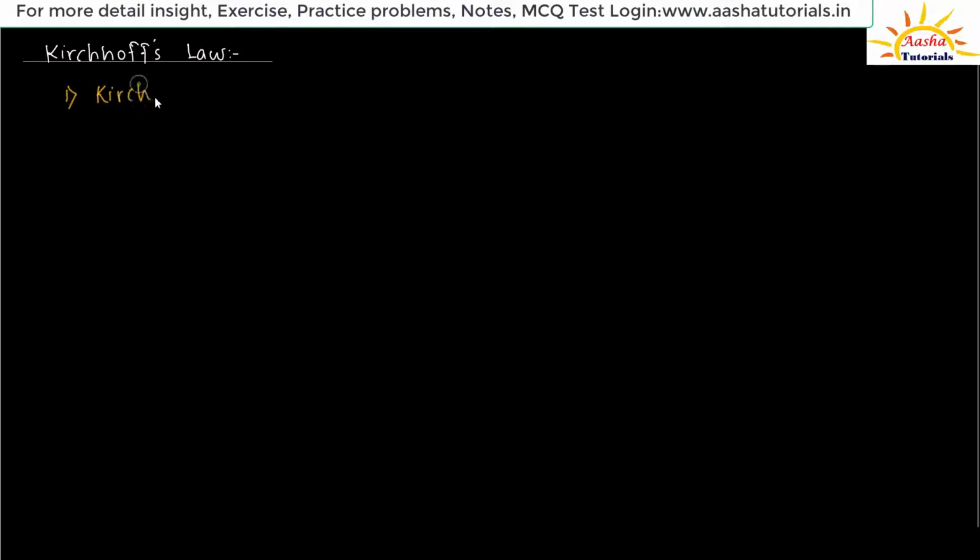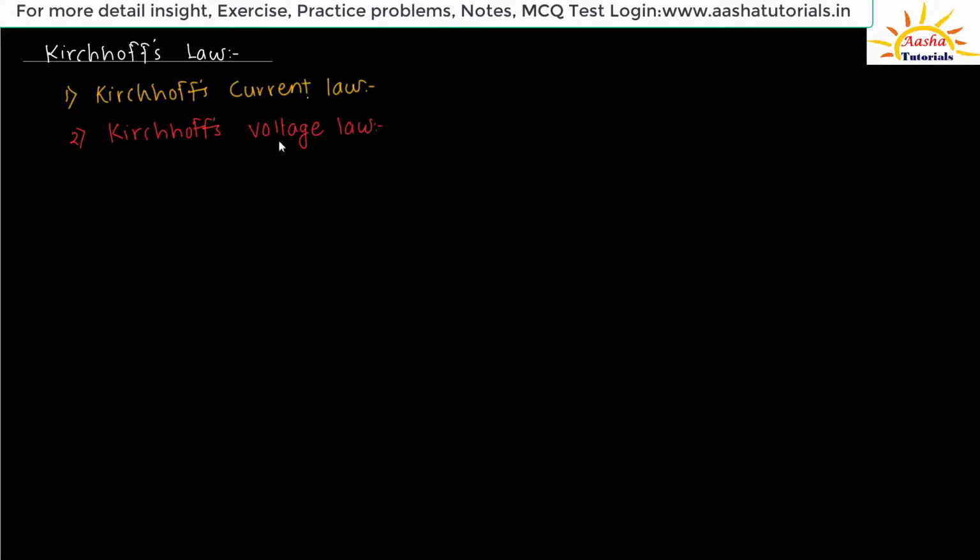Kirchhoff's first law deals with the flow of current, and that is also called Kirchhoff's current law, or sometimes it is also called the junction law. And the second law we have is Kirchhoff's voltage law, which is also known as the loop law. So what are these laws that we are going to see now?